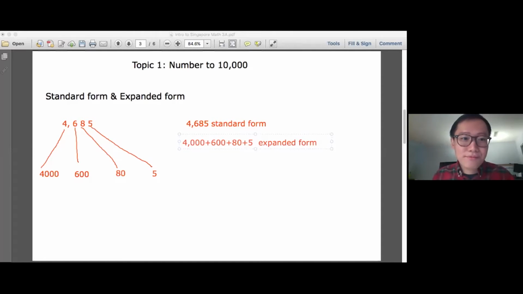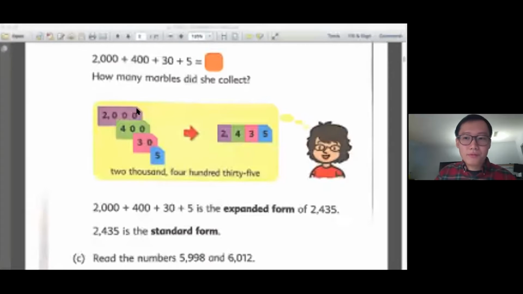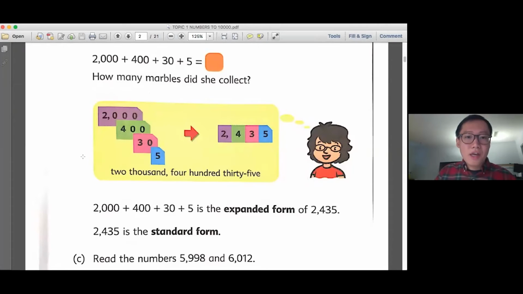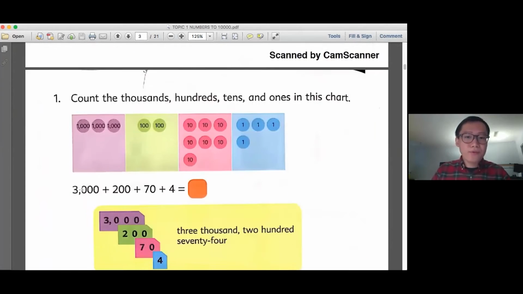Okay, so far, so good, everyone. Let's move on to do some problems. Okay, let's start with number 2. All right, so that's expanded form and standard form.